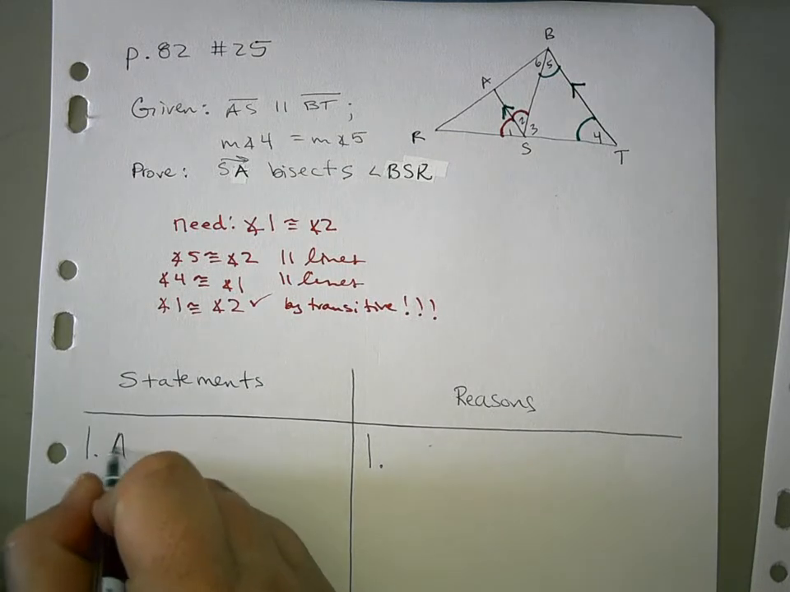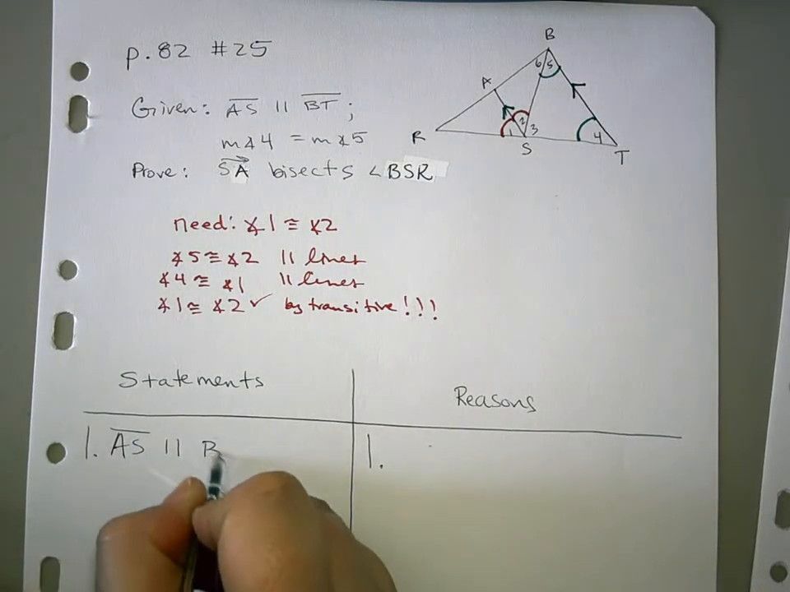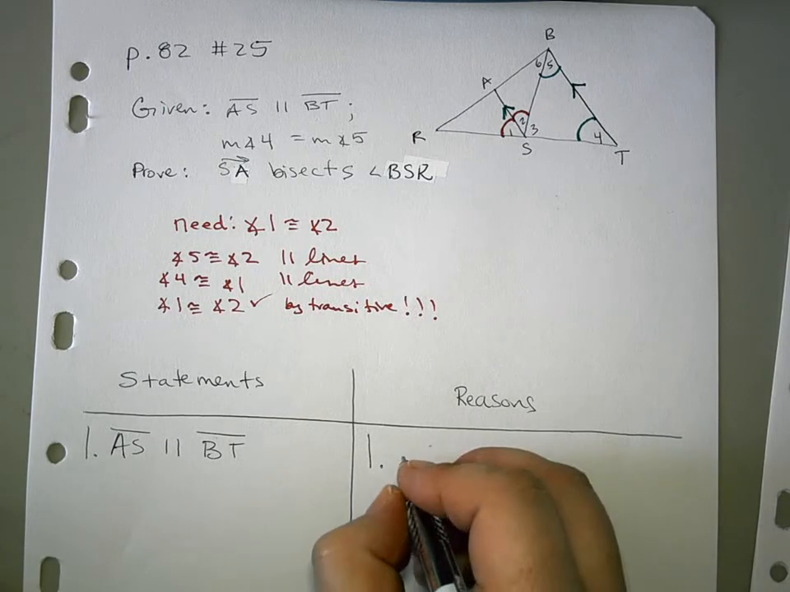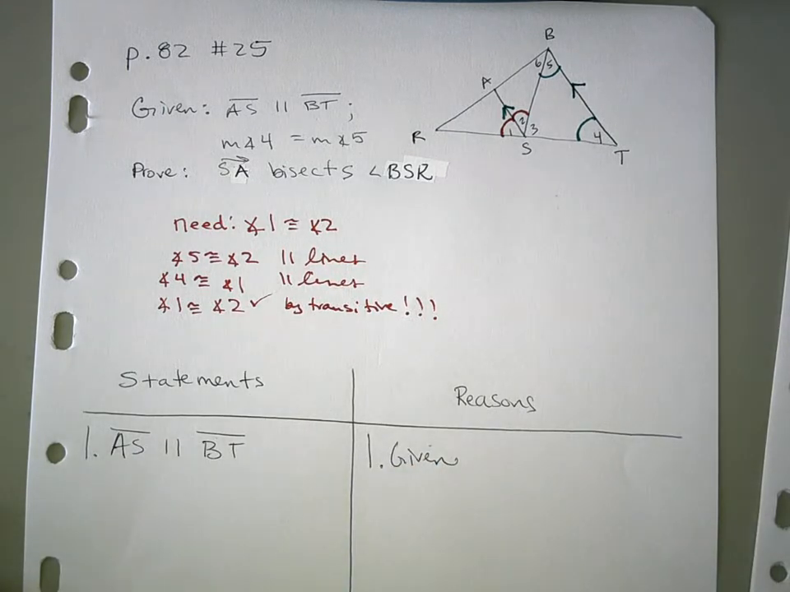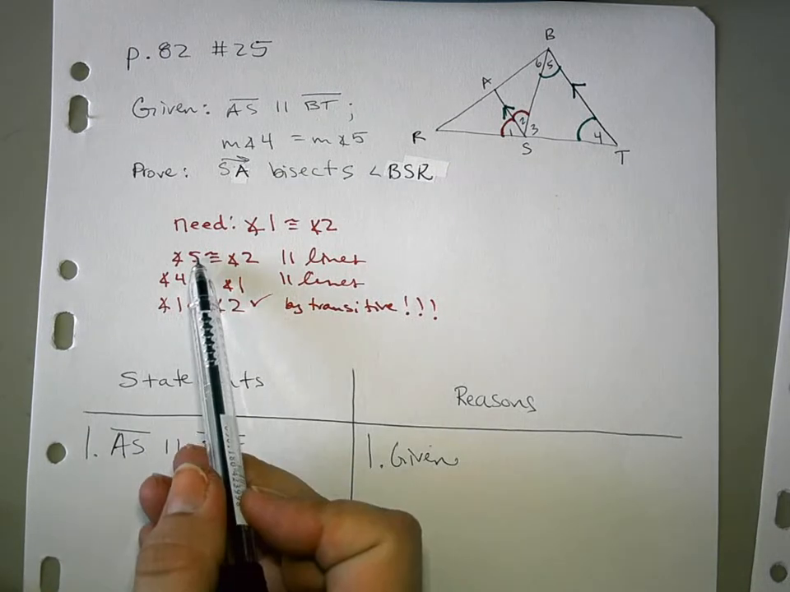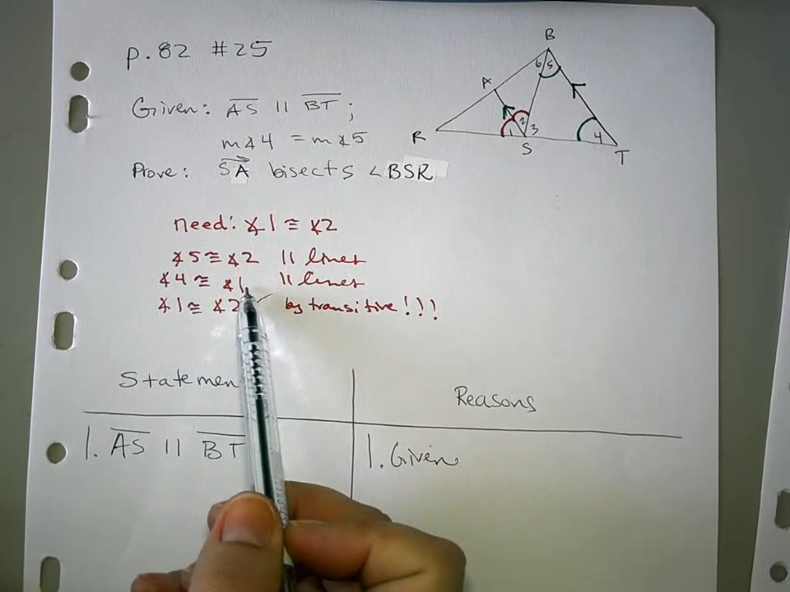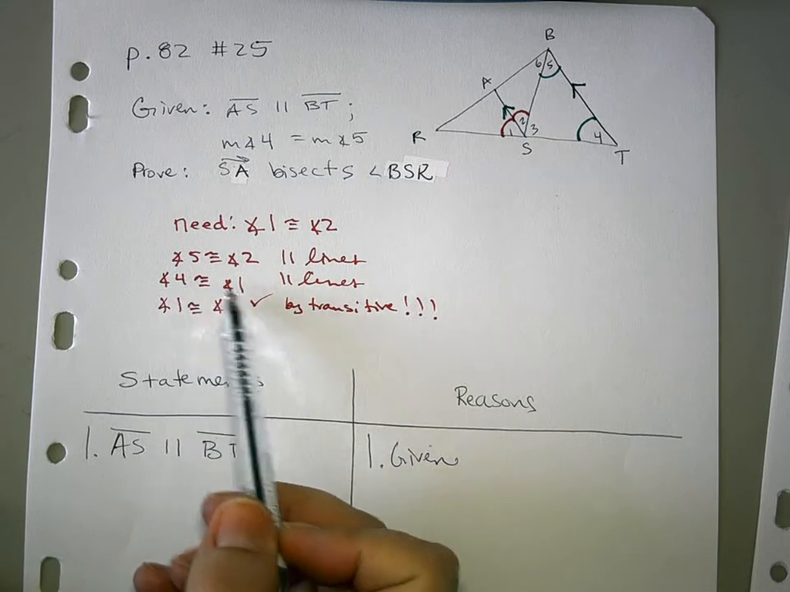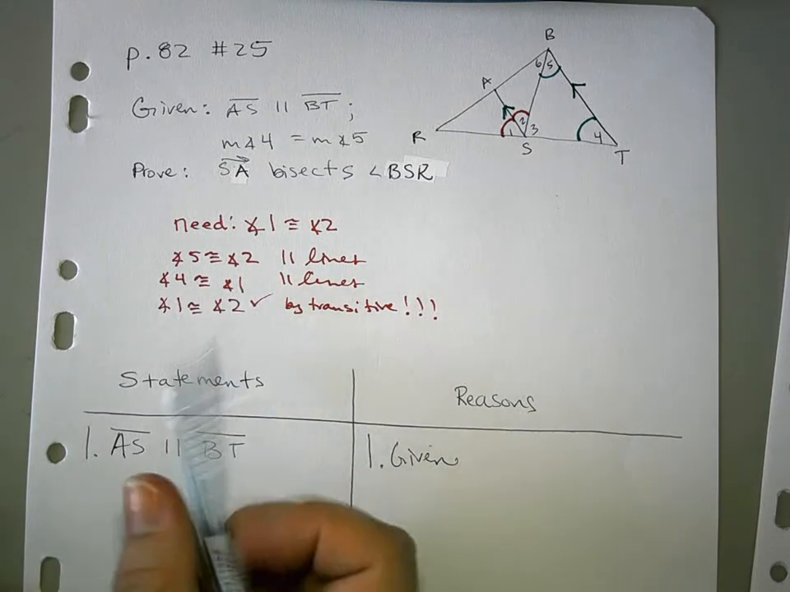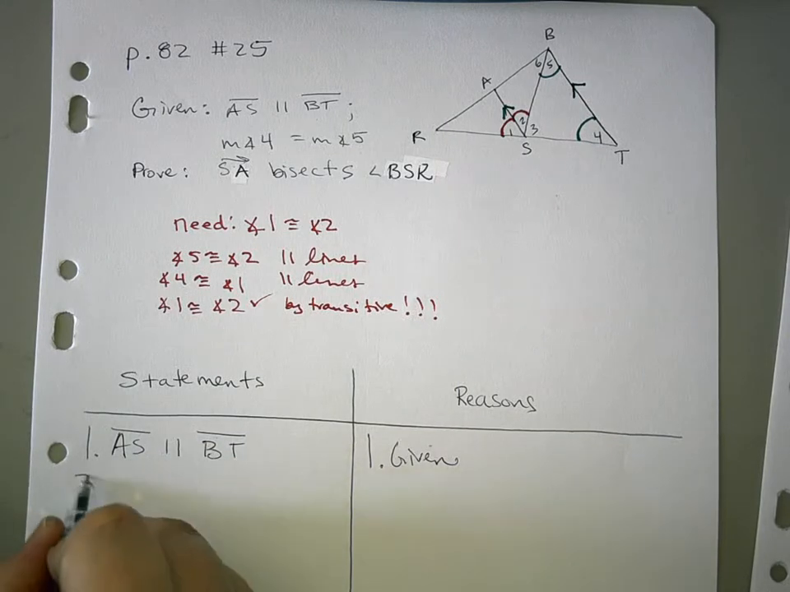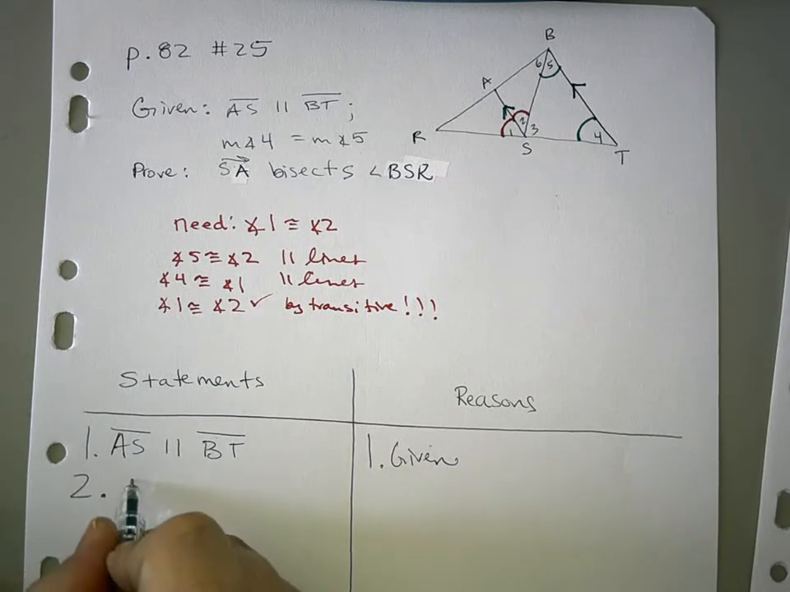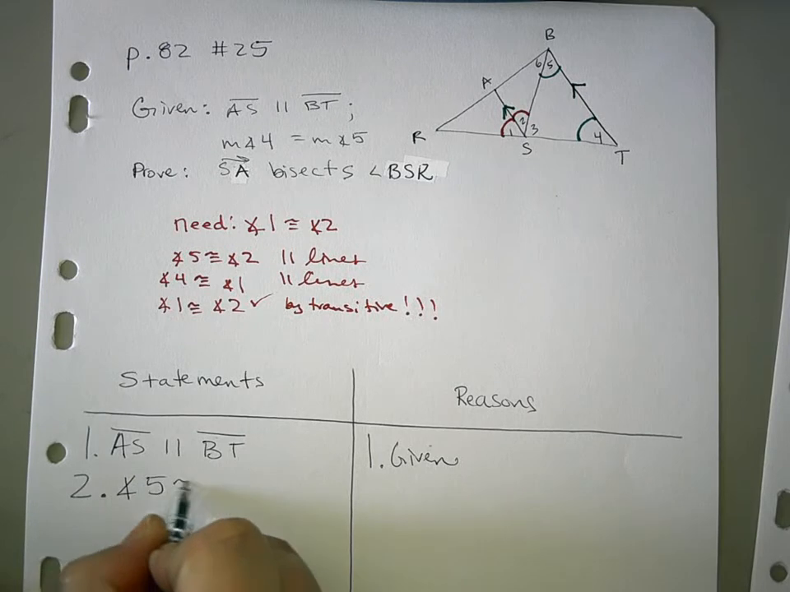Starting with the given. AS is parallel to BT. Now, since I already know where I need to go, and I know that I need 5 congruent to 2 and 4 congruent to 1, I'm going to go ahead and make my conclusions based off of this given. Angle 5 congruent to angle 2.